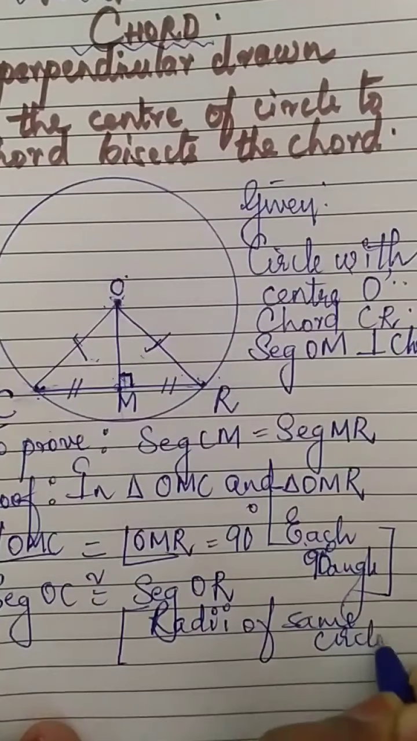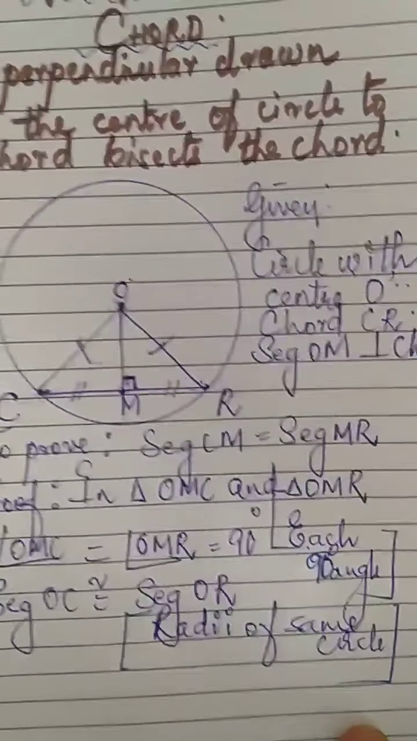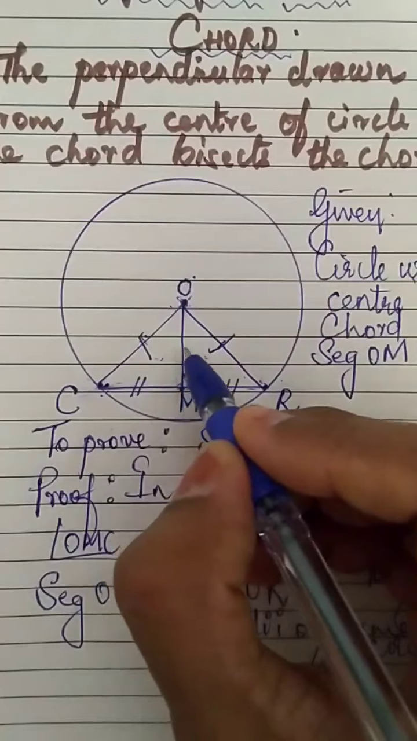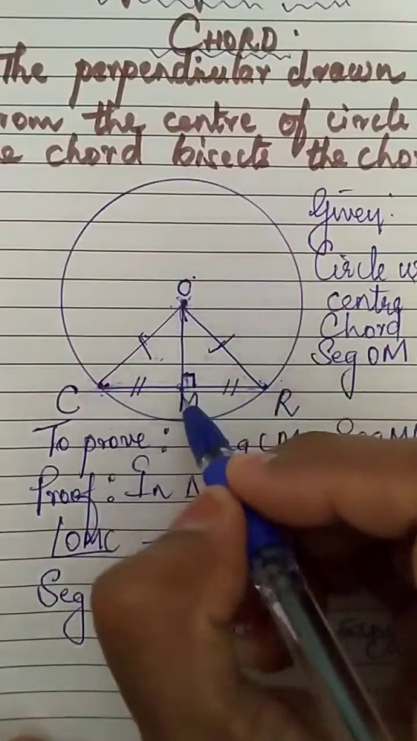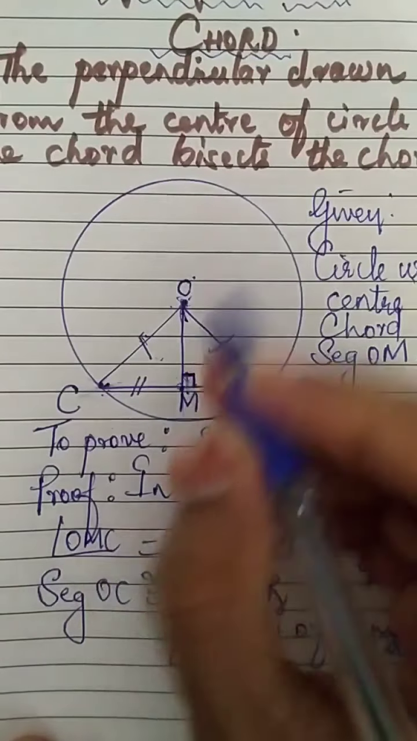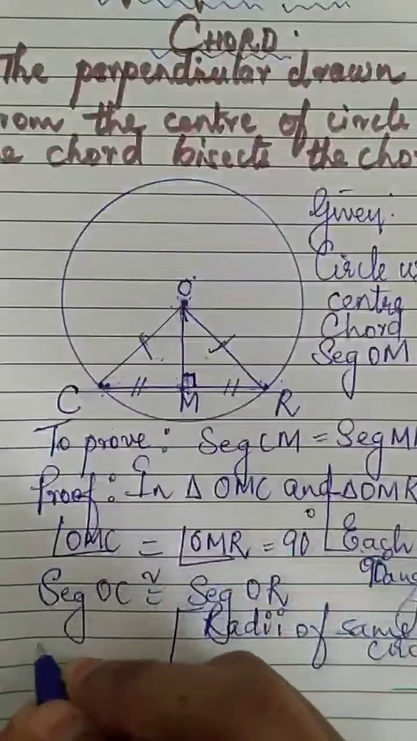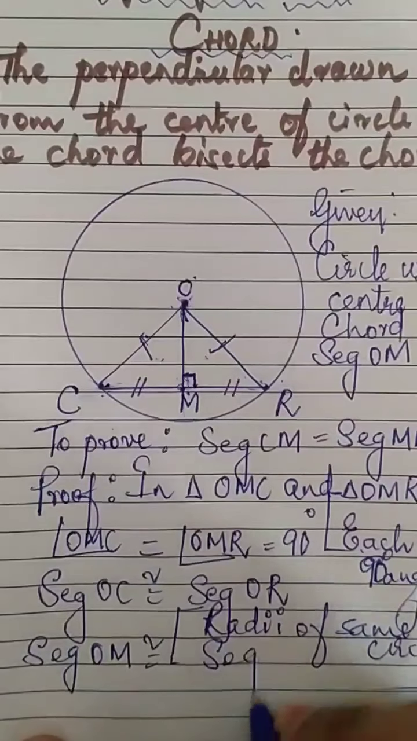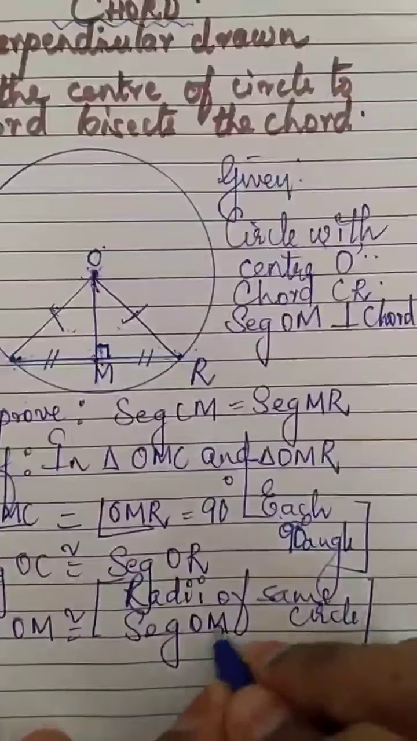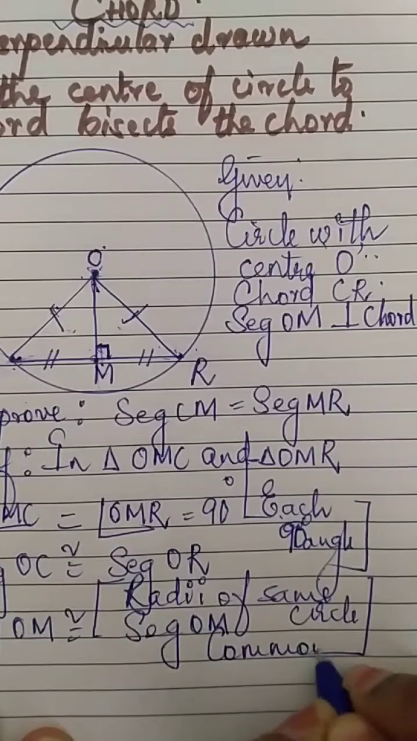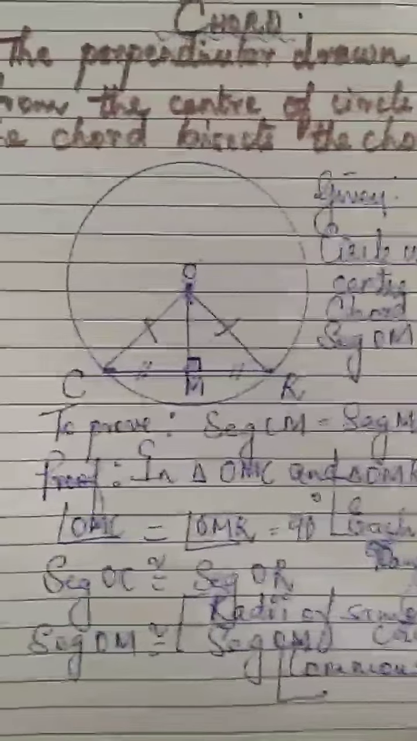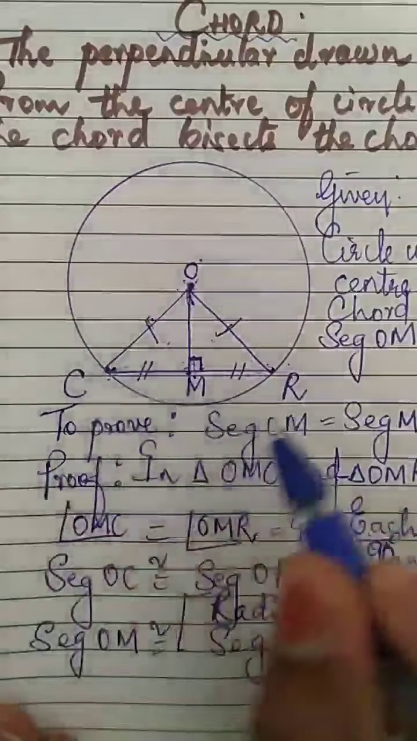Radii एक circle में radius तो हमेशा same ही होगा. The radius will be same, equal. Okay? So radii of the same circle. So we got 1, 2. Now the third point is segment OM congruent to segment OM, because it is the common side. What will you write? Common side. Actually, it is common sense also, no? So common side.